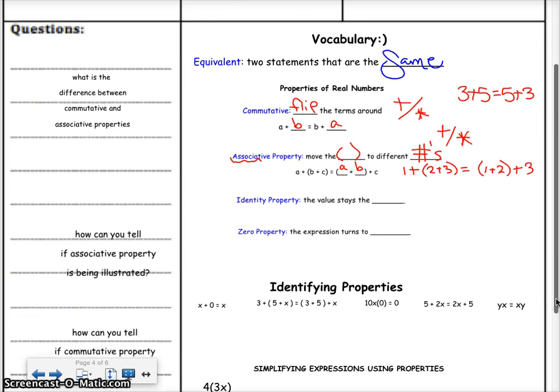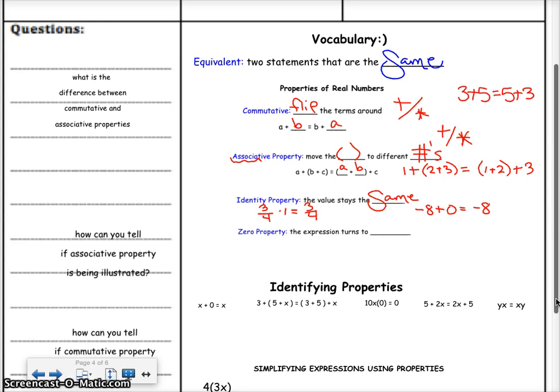Okay, an identity property, it stays the same. You have identity property of multiplication and identity property of addition. So multiplication would be like this. 3/4 times 1 stays 3/4. They stay the same. That's identity property of multiplication. You could have -8 plus 0 equals -8. That is identity property of addition. My initial value stayed the same, it didn't change.